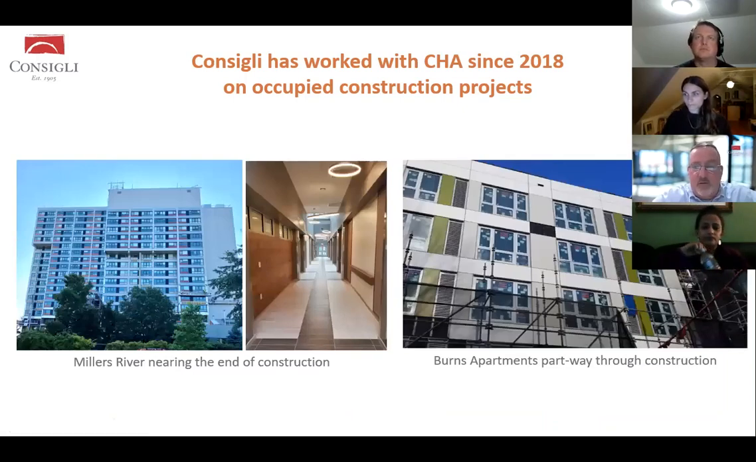So these are some current photos, as I mentioned. On the right-hand side, that's the new facade on phase one of the Burns Apartments. Well, not totally complete at that time, but it is now. But you can certainly get a flavor for what it looks like now compared to what it was before we started the renovation. And then on the left-hand side is the Miller's River Apartments with the new facade. And then the right-hand picture is the corner of the new community center that we just opened up, which the residents are pretty excited about.